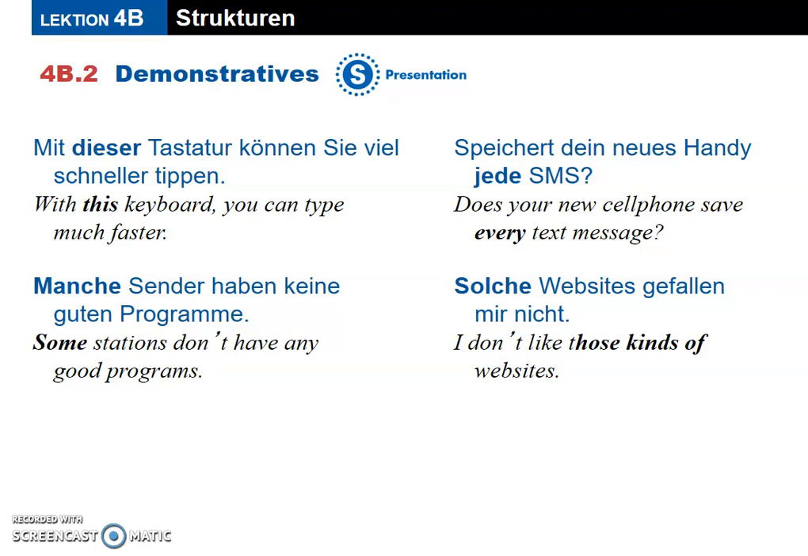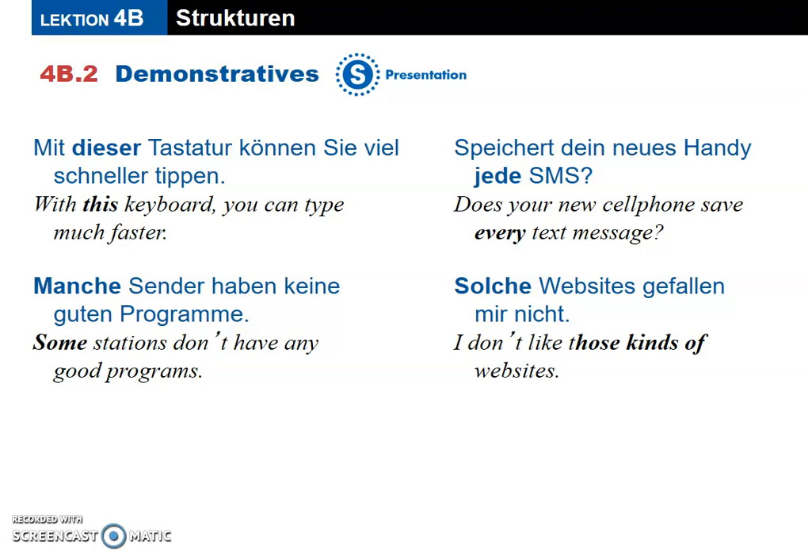And then we look at the next one. Speichert dein neues Handy jede SMS. Does your new cell phone save every text message? Text message is feminine. It is our direct object here. So we use the accusative feminine is jede, just like die. And then we have manche Sender haben keine gute Programme. Some stations don't have any good programs. So stations is plural there. So we take an E ending on manche.